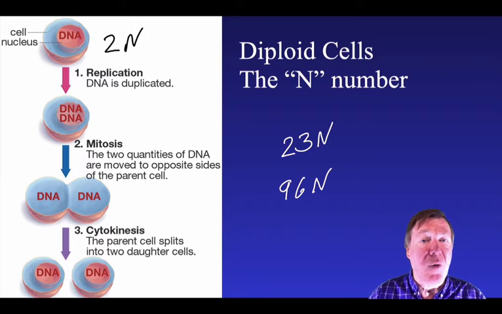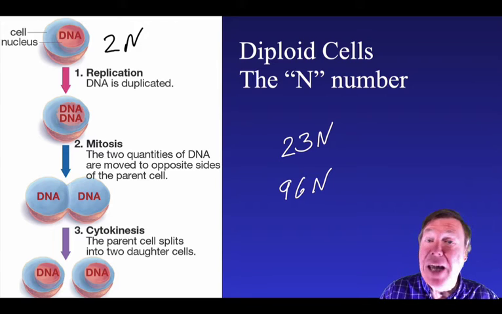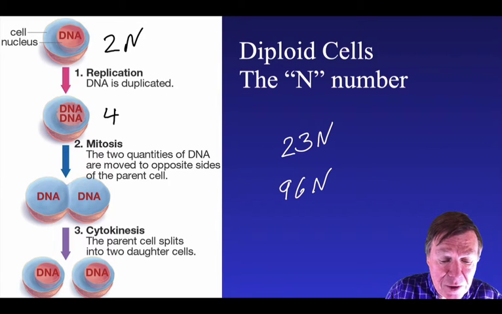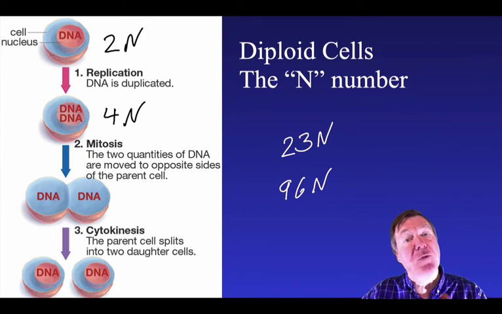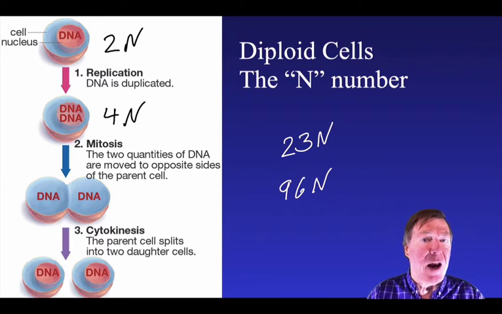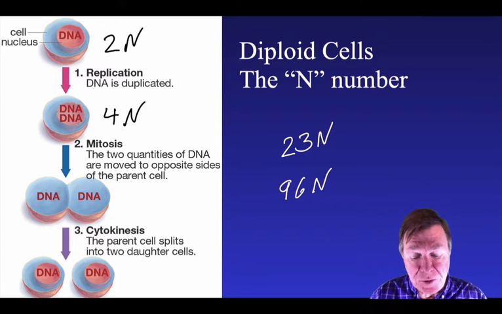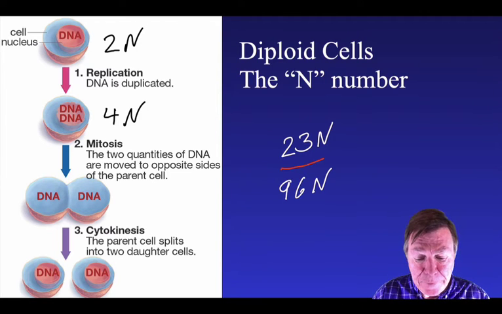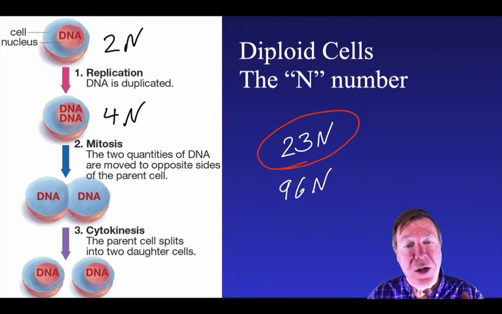So we would be 2n, twice the number of 23. After we've replicated the DNA, the cell becomes 4n because we've replicated it. It has twice as much DNA as it used to have. So the n number is the number of pairs of chromosomes. Again, we have 23 pairs.